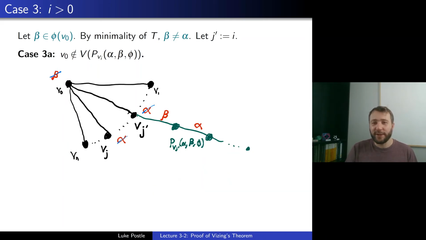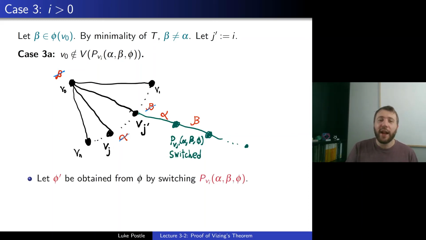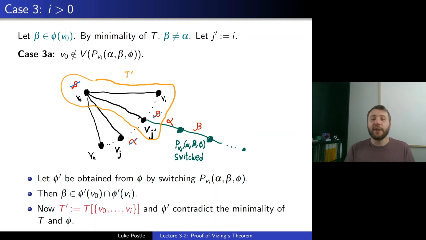We do the switching. So here was the old picture where alpha was missing, and then you had beta alpha as the colors, and now we have beta missing, if you think about it, and alpha beta, and so on, are the colors of this path. So why is this good? Well, now look at this picture. Beta is missing at V naught and at Vi. So do you see why that's good? Well, that means we can choose this smaller fan T prime, as in the last picture. So V naught up to Vi, and phi prime will end up contradicting the minimality of T and phi, because we'll be using 0 and i instead of i and j.